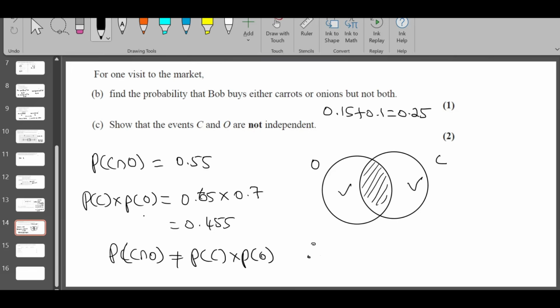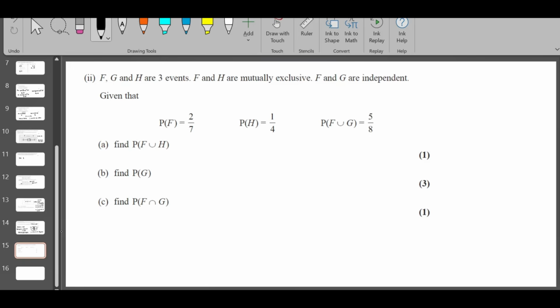So I need to write the conclusion. Therefore, C and O are not independent. Let's look at part two now. Part two is an entirely different question. F, G, H are three events. F and H are mutually exclusive. F and G are independent.